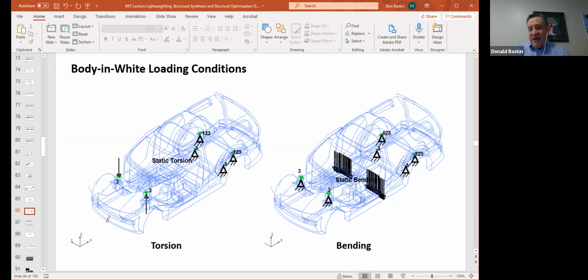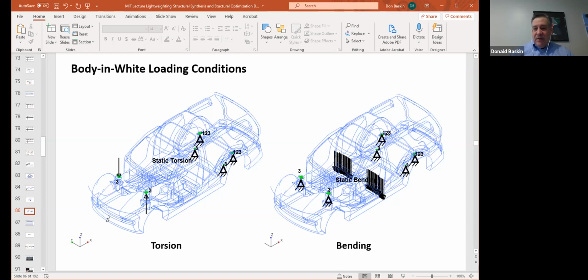This is simulated in finite element analysis by holding the shock towers in various directions, as represented by the triangles here, or holding the suspension mounting points in various directions. And then typically what they'll do is they'll apply a load in the middle of the driver's seat downwards, and that's how they typically measure bending stiffness. This is across the center of the front seat because it well represents what a driver or a front seat passenger might feel in a bending event, hitting a bump.